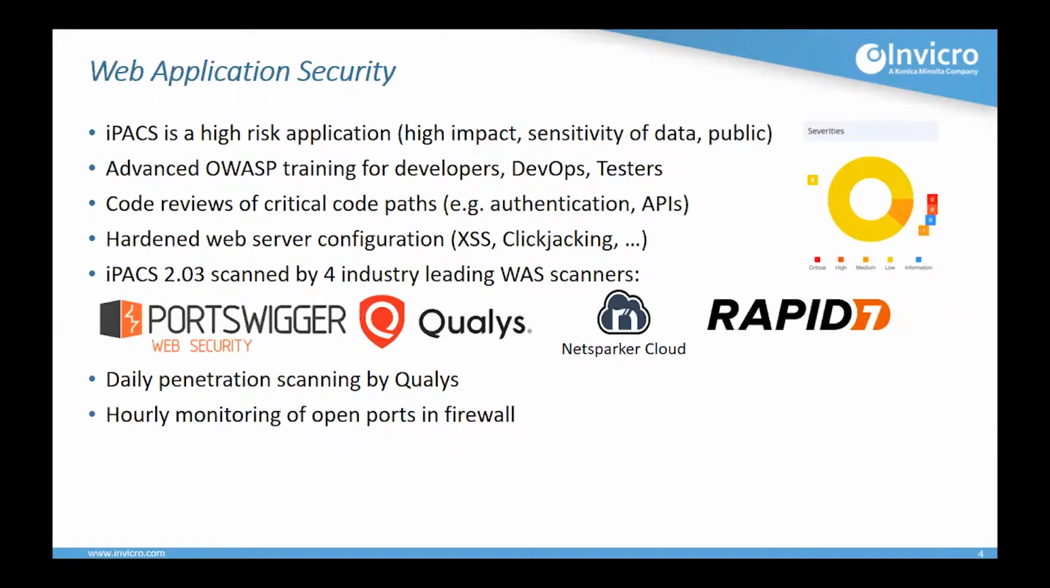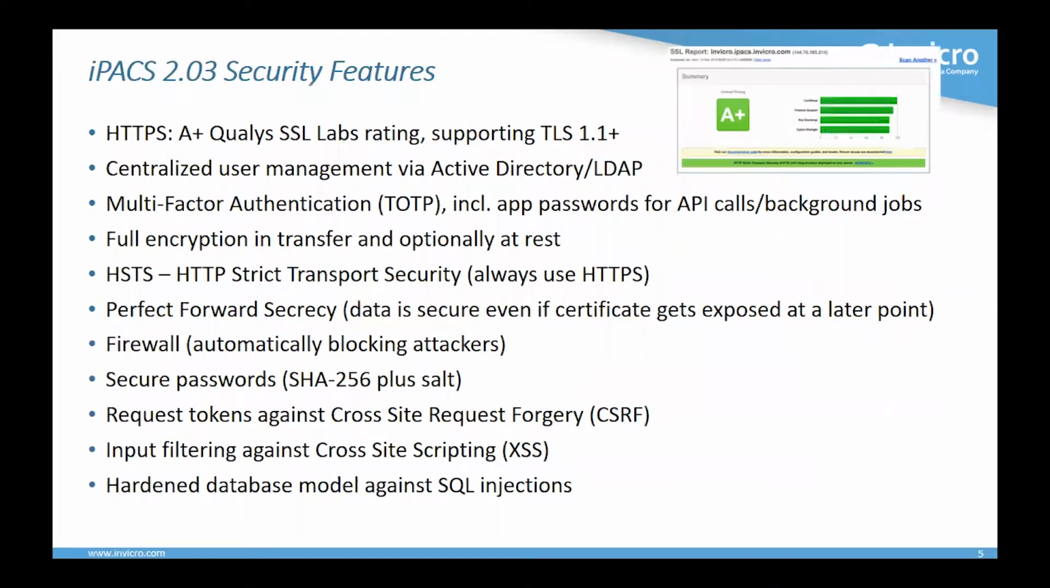That's something that you have to monitor continuously. That's why for 2.03, we used 4 different web application scanners to check out if there were any findings. They found a few things that we then addressed, but no major issues here. Since a couple of weeks, we have also engaged Qualys for daily penetration scanning tests, where they're looking at vulnerability of known issues for our public infrastructure. And we also monitor our firewalls on an hourly basis to see any changes.